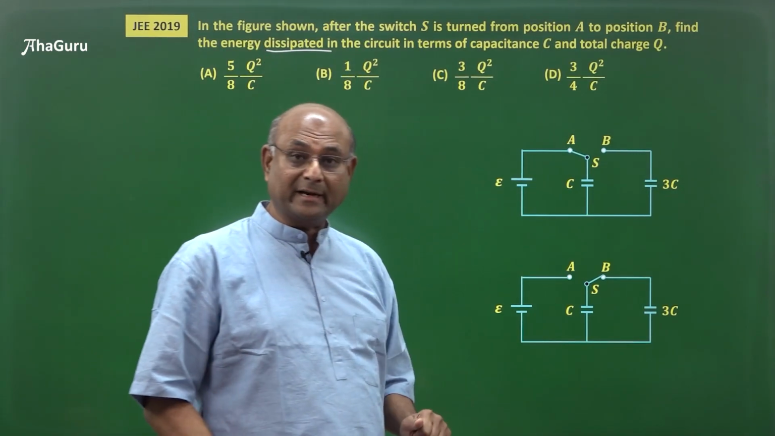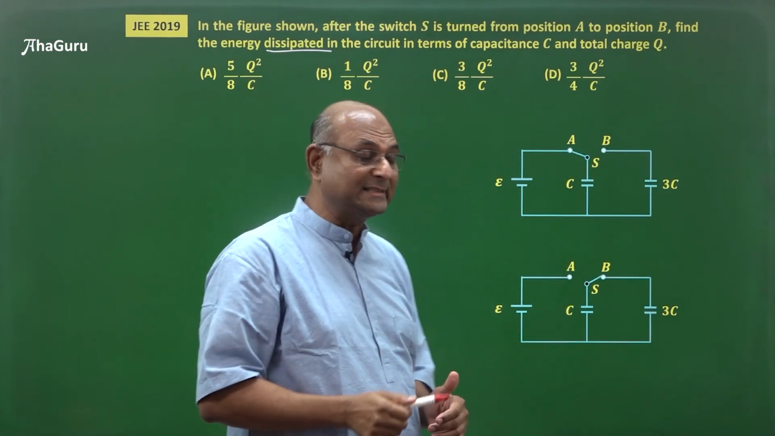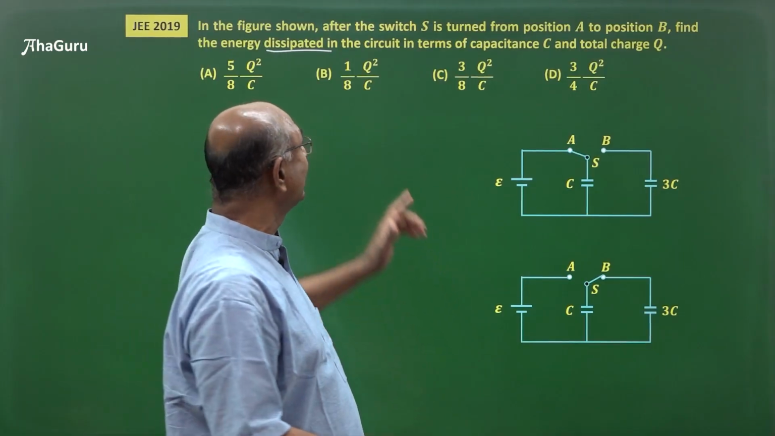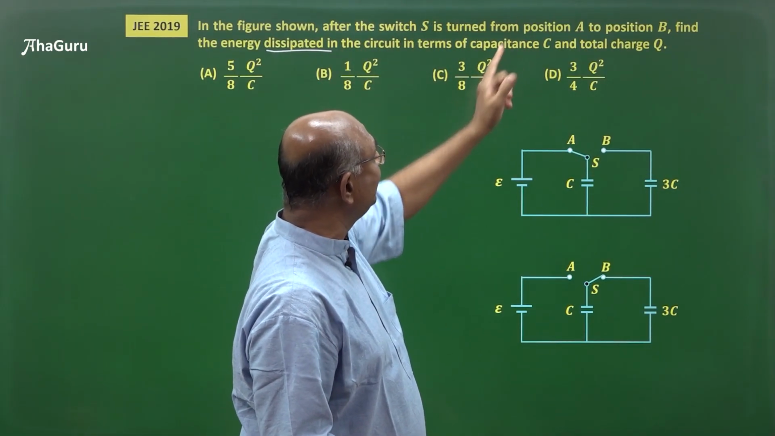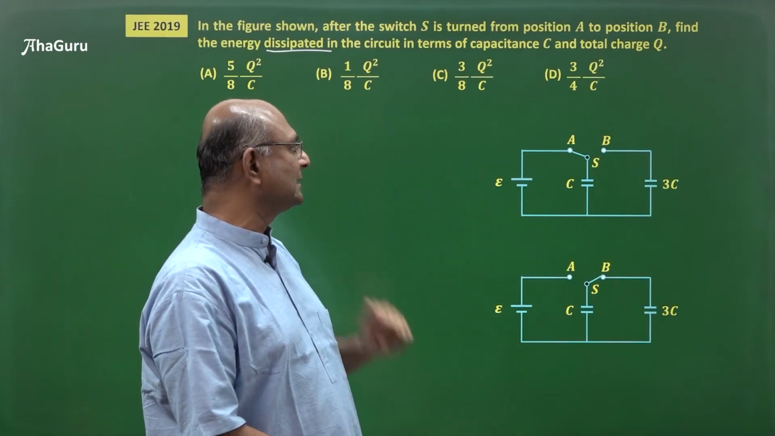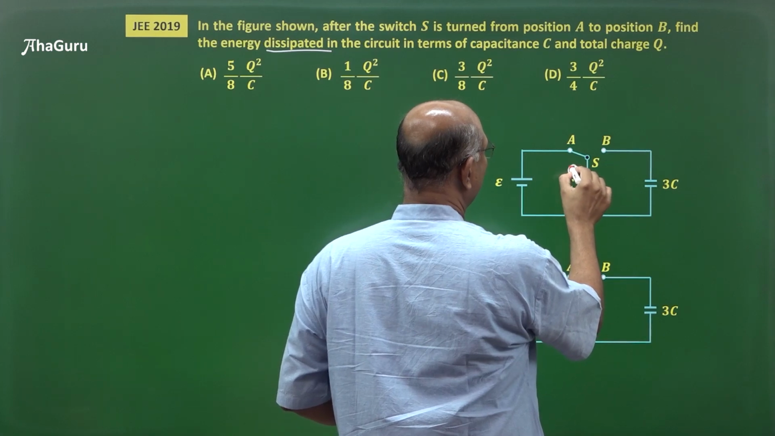Not when it is connected here. When it is connected and this capacitor is getting charged, C is getting charged, even there will be some amount of dissipation, but we are not talking about that. Basically, after it has been turned from A to B, how much is the heat dissipated or energy dissipated? That is the question. Well, right now, this is going to get a charge Q.